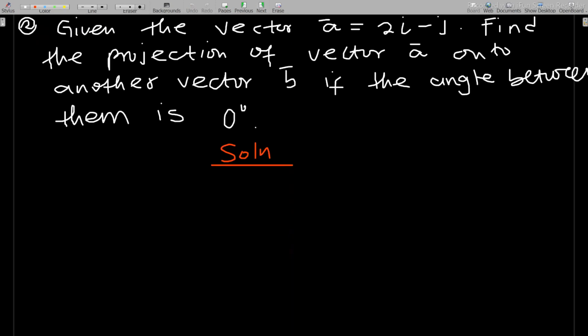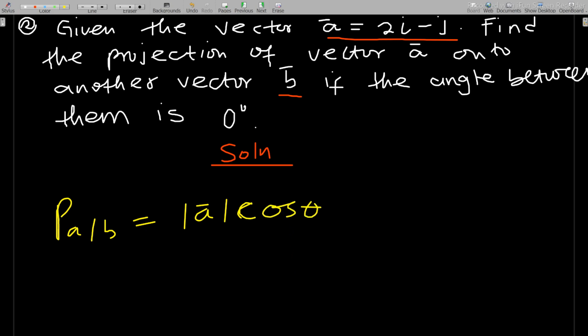Let's take another question and see. Given the vector A, which is equal to 2i minus j, find the projection of vector A onto another vector B if the angle between them is 0 degrees. If you remember, we said that the projection of A onto B is magnitude of A times cos theta, where theta is the angle between them.